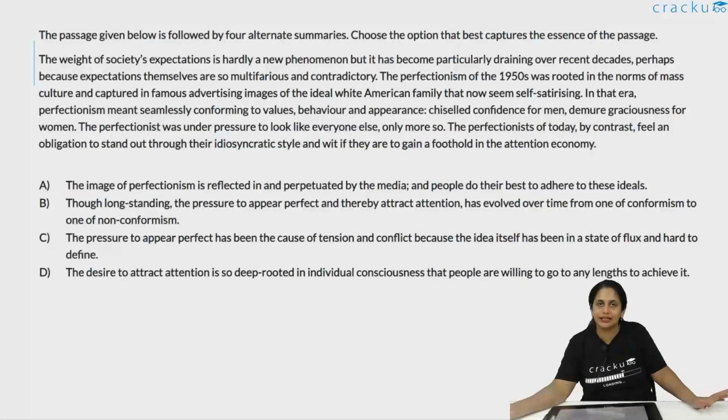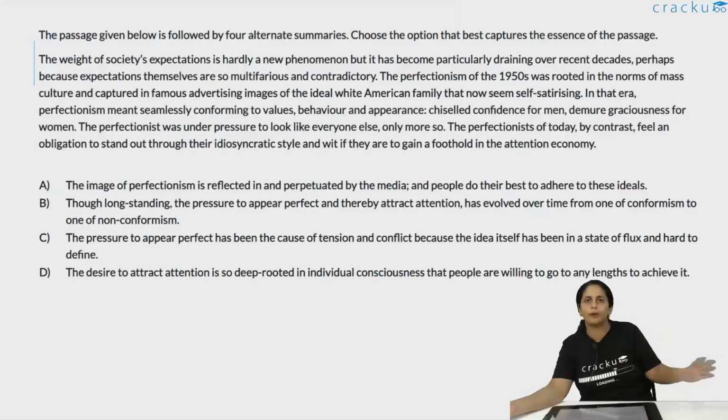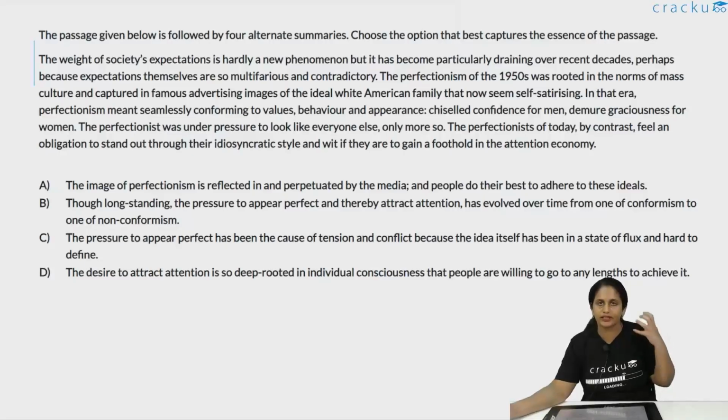Let us consider the given para summary question. The weight of society's expectations is hardly a new phenomenon, but it has become particularly draining over the recent decades, perhaps because expectations themselves are so multifarious and contradictory. So basically it says that society's expectations are nothing new, but they have become so much more of a burden because there are so many expectations. When you have so many expectations, they become an especial burden, like a heavy burden.